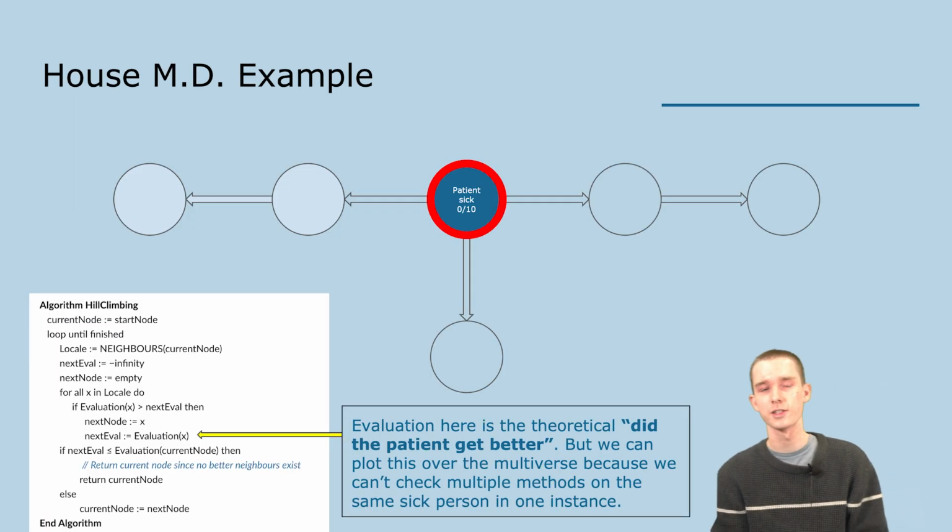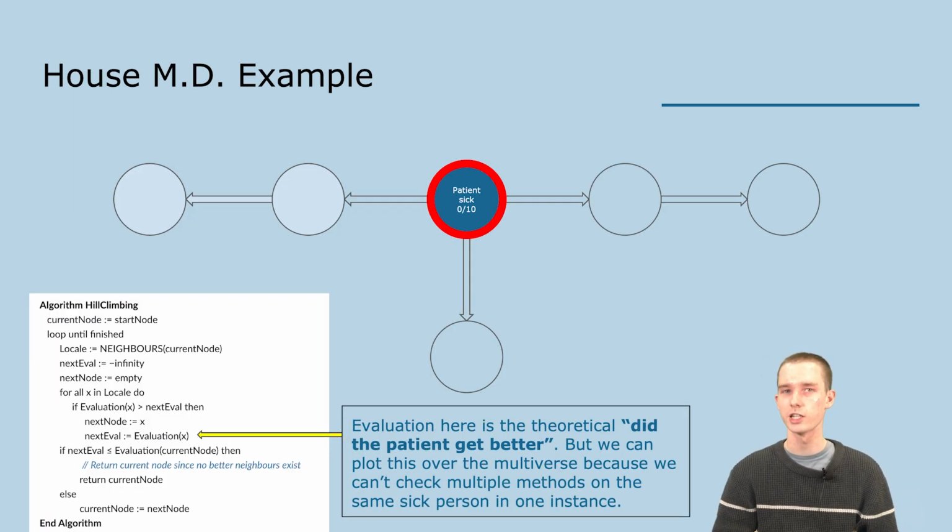So digging into the House MD example, we kind of need to change our evaluation to make it more computable. So for this example, we'll just leave the evaluation algorithm as, did the patient get better? Because we can't try multiple things on the same sick patient and try again. So we'll start where the patient is just sick, their feeling is 0 out of 10, and then we'll try some methods and evaluate them.